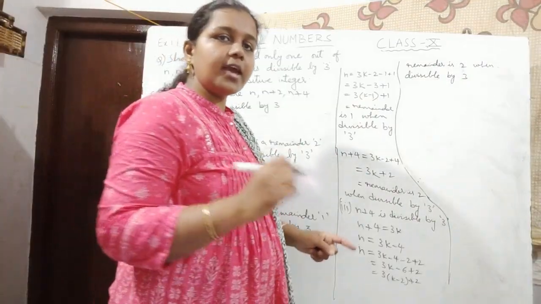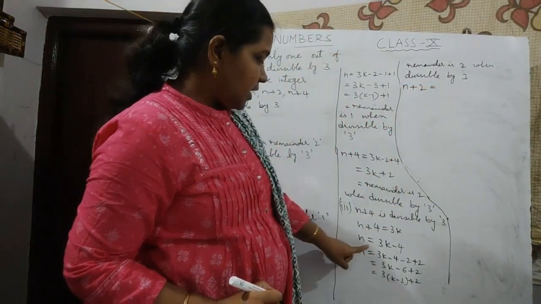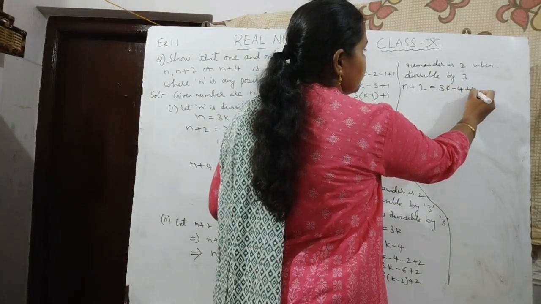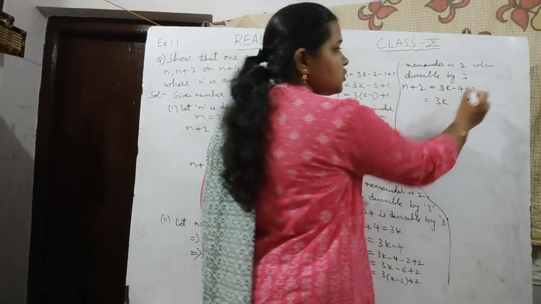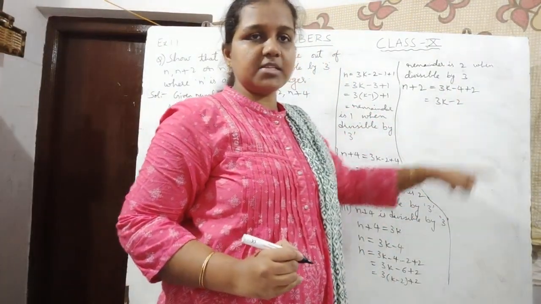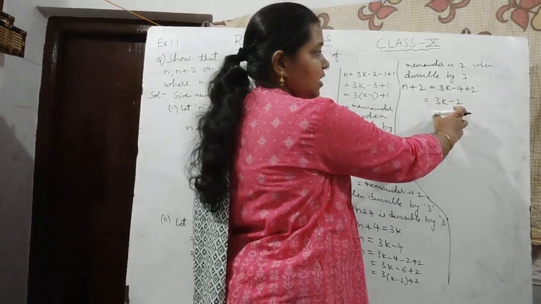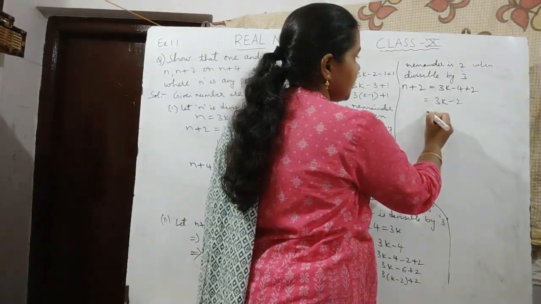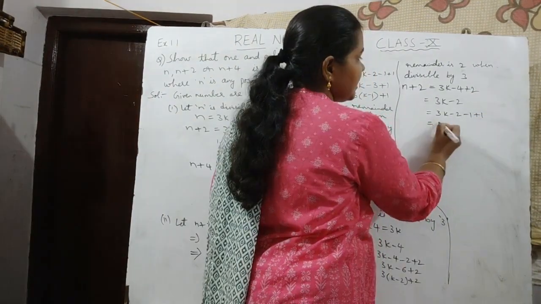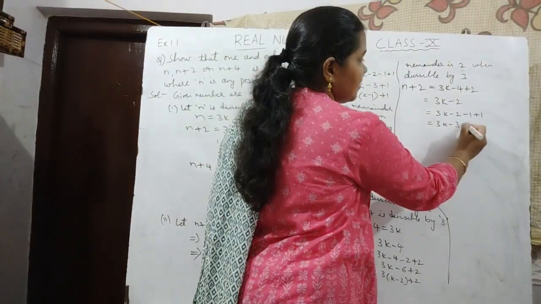Now next let us take n plus 2. So what is n plus 2? N is 3k minus 4. So 3k minus 4 plus 2 is minus 2. But here we have to see that the remainder is in the form of plus r. So for that reason I will add plus 1 minus 1, so it becomes minus 3 and I can take out 3 common. So I will get 3k minus 2 minus 1 plus 1, which is 3k minus 3 plus 1.